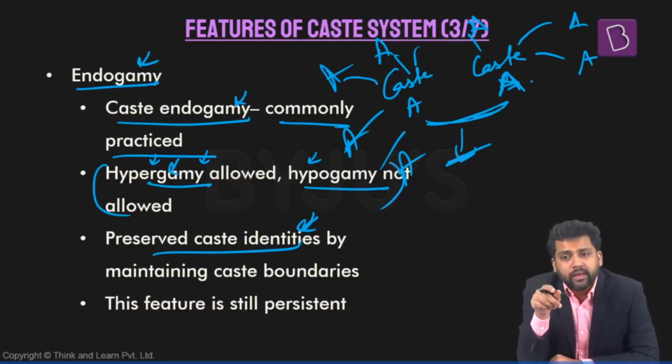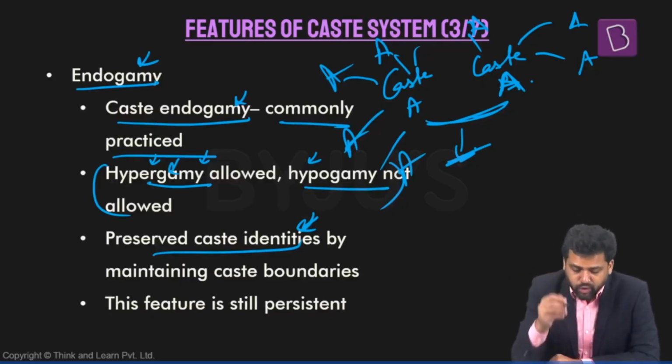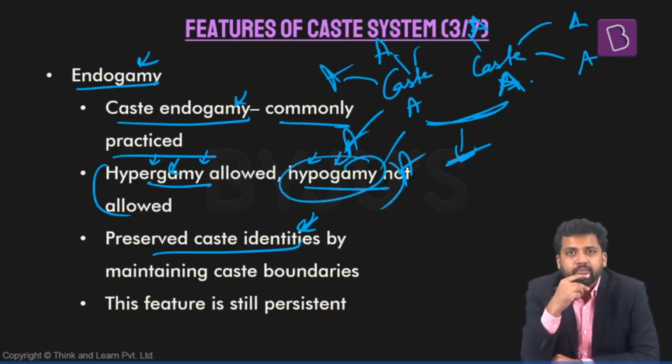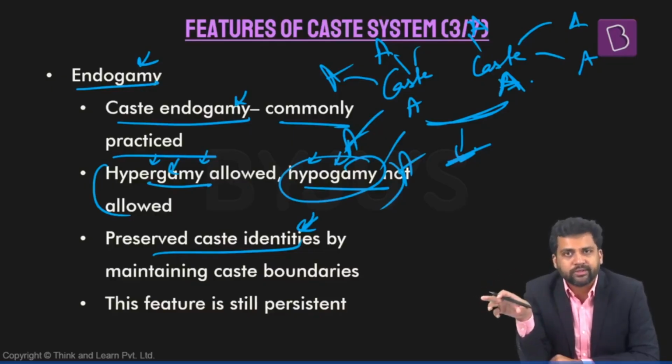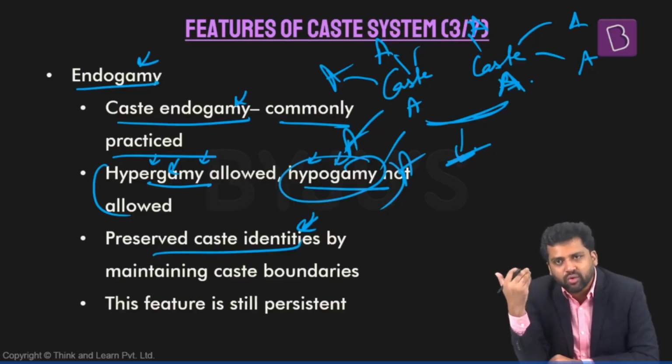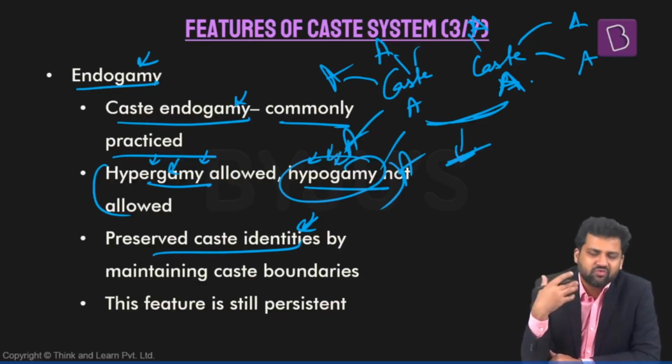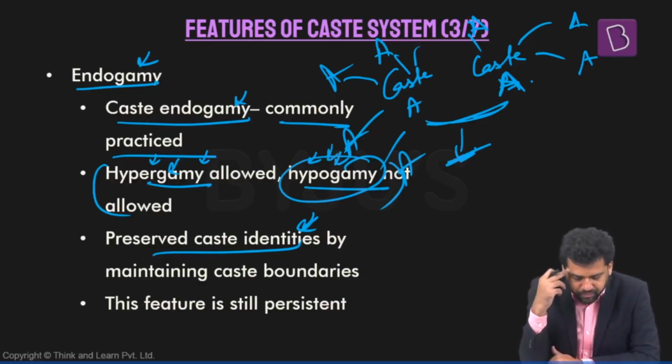Hypogamy is the reverse. Here, the female is from the upper caste and the male is from the lower caste. So this kind of marriage is typically not allowed. This kind of marriage is called hypogamy. In this case, what will happen? The female is getting married to someone from the lower caste. So the female's caste status is now going down as compared to what it was in the past. So there are generally restrictions around it.